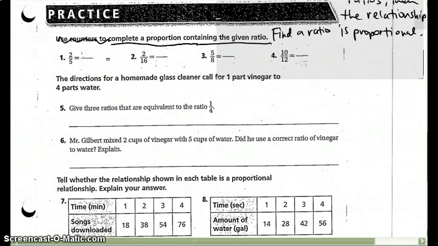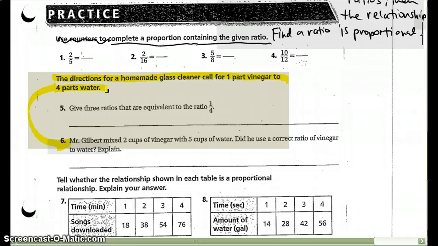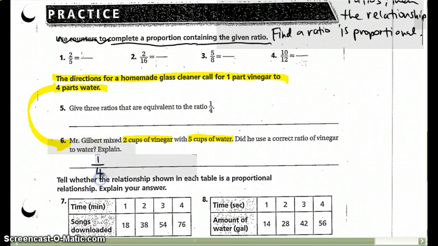So we're going to look at number 6. Now, question number 6, you must read this sentence first. It says that to get glass cleaner, he needs to use 1 part vinegar, 4 part water. So Mr. Gilbert decides to mix 2 cups vinegar with 5 cups of water. And did he use a correct ratio of vinegar to water? Vinegar to water should be 1 to 4. He made 2 vinegar, 5 water. So we're supposed to have 1 to 4. He makes 2 to 5. Are they a correct ratio?